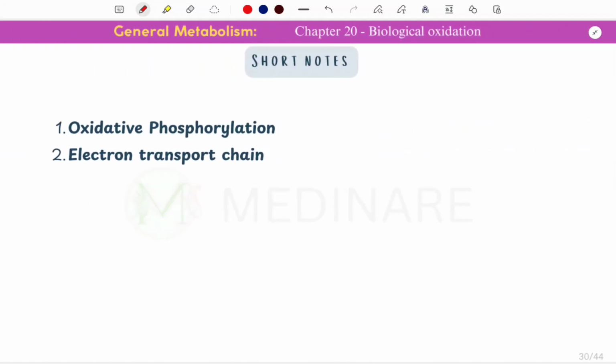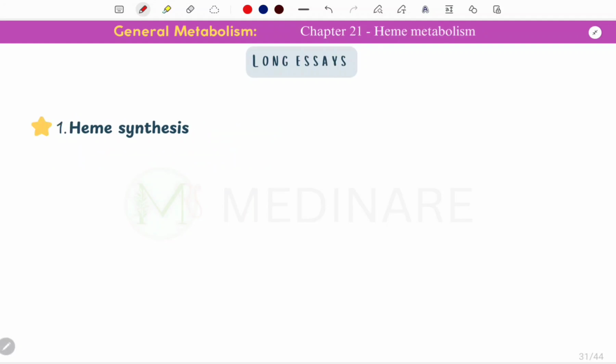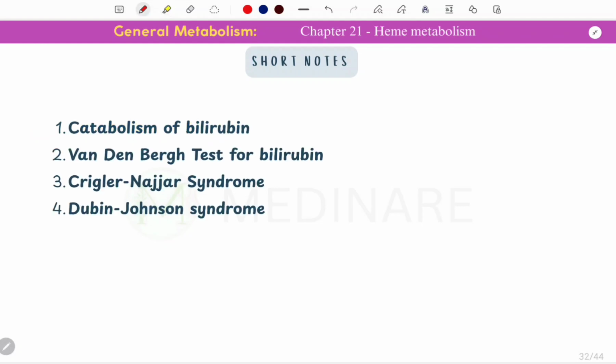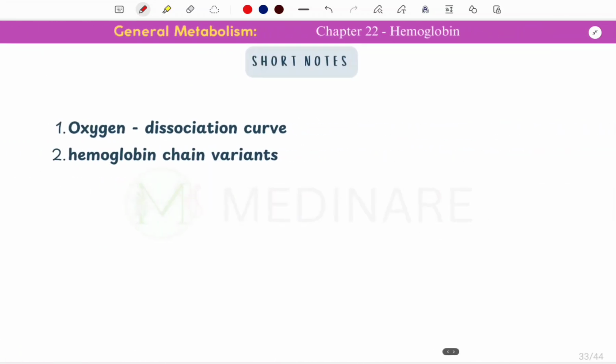And the next chapter has oxidative phosphorylation and electron transport chain. And the next chapter is heme metabolism. Here the heme synthesis flow chart is really important. The short notes under this topic are catabolism of bilirubin, Van den Bergh test for bilirubin, Crigler-Najjar syndrome, and Dubin-Johnson syndrome. These are important short notes. And the next one is oxygen dissociation curve and hemoglobin chain variants.